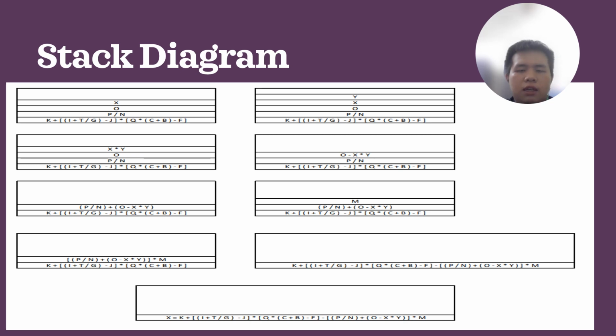So the final answer is X equal to K add I add T divided by G subtract J multiply Q multiply C add B subtract F subtract P divide N add O subtract X multiply Y and multiply M. So this is the final answer of the stack diagram.